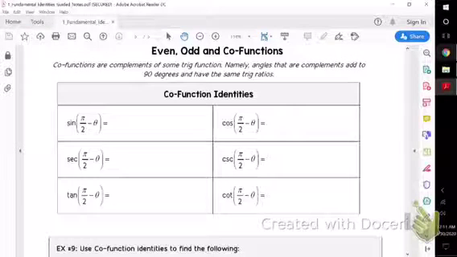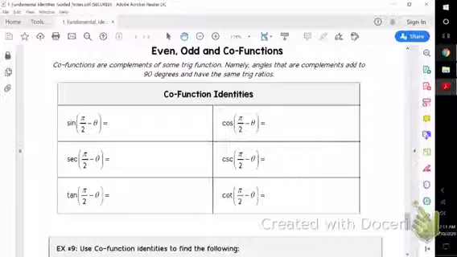What's a complement? It isn't, oh, you look nice today when we're talking about math. It's they add together to be 90 degrees. So then it says, namely, angles that are complements add to 90 degrees, and they have the same trig ratios. So that's why when we looked at our angles and stuff before, we had sine of 30 degrees was the same exact value as cosine of 60 degrees, because sine and cosine are cofunctions, and 30 and 60 add up to be 90.